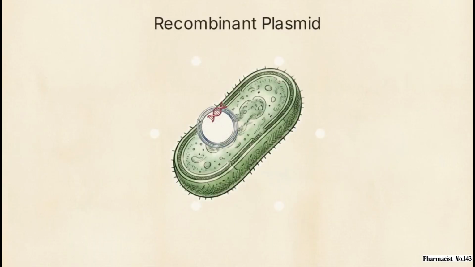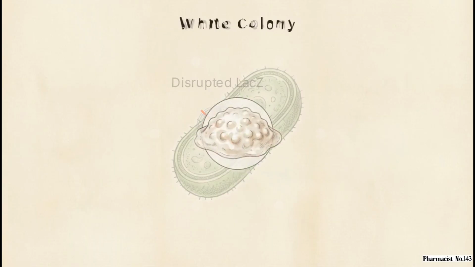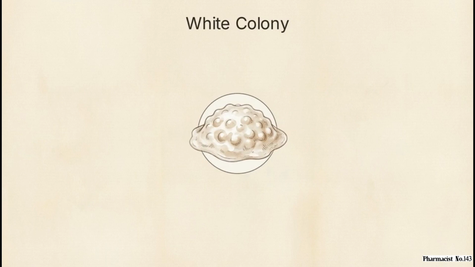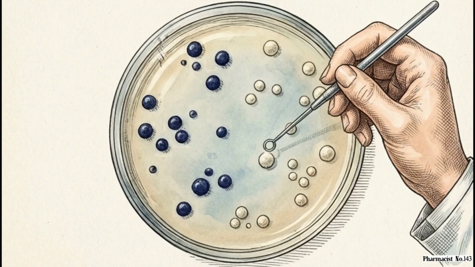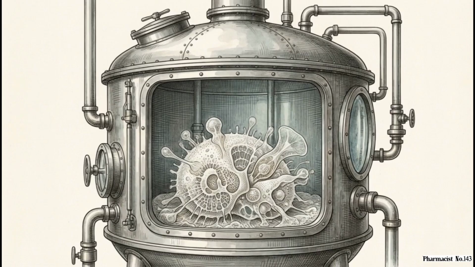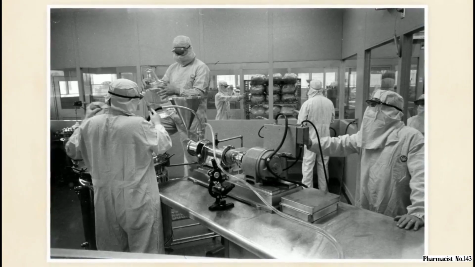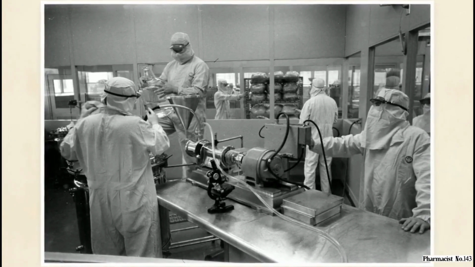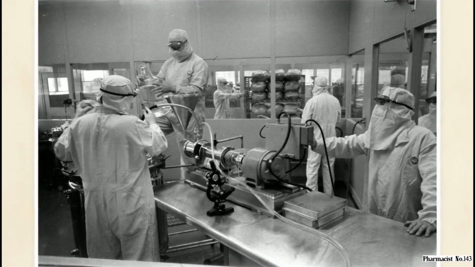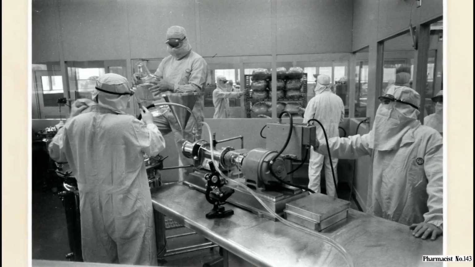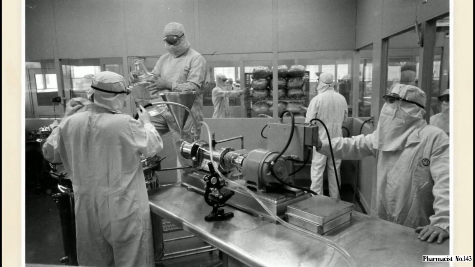Successful recombinants have a disrupted lacZ gene due to the DNA insert. They cannot produce the enzyme, cannot cleave X-gal, and appear as distinct white colonies. This screening process provides the final quality control mechanism, ensuring only the correctly engineered cells are selected for production. Production moves from a single colony on a plate to large-scale industrial fermentation. This sterile environment is where trillions of bacteria replicate the recombinant gene.